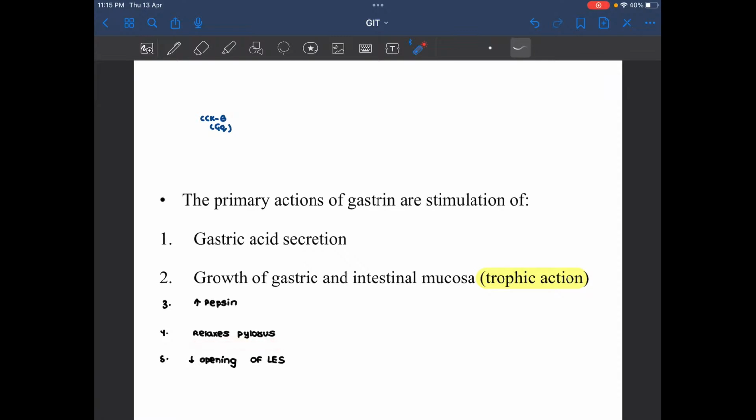It's going to relax the pylorus. Okay, and it's going to decrease the opening of the lower esophageal sphincter. So what increases gastric emptying is your gastrin. Gastrin, it increases your gastric emptying. What about secretin and your cholecystokinin? That's going to decrease your gastric emptying.